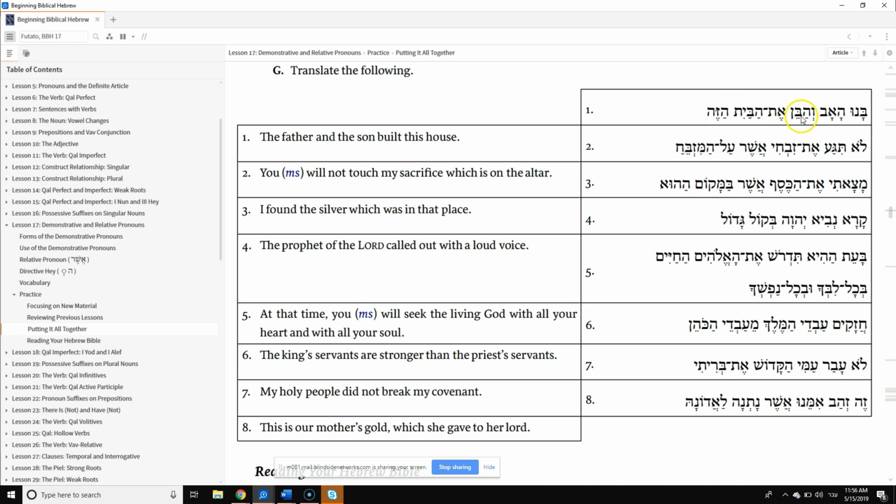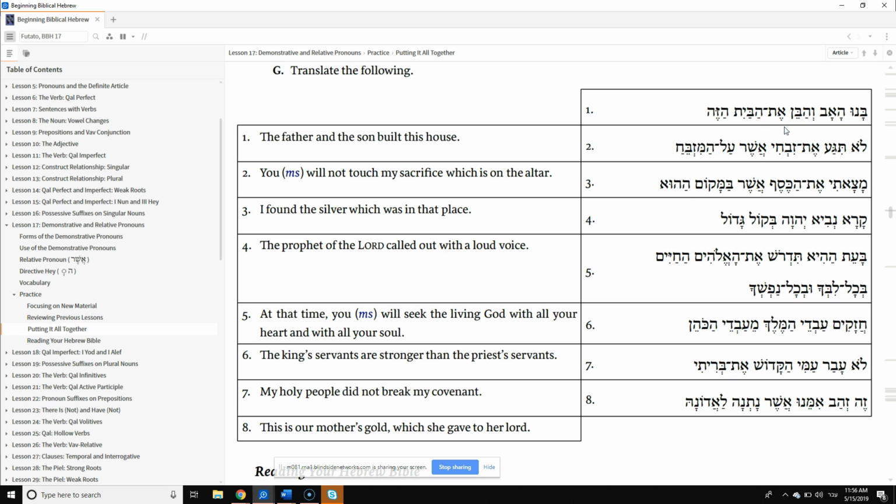If hazeh was modifying one of these, it would be much closer to one of these. So that's sort of the structure to follow here, and of course we get the father and the son built this house. I'm not going to take that much time through all of these, but I wanted to give you my strategy for how I attack.